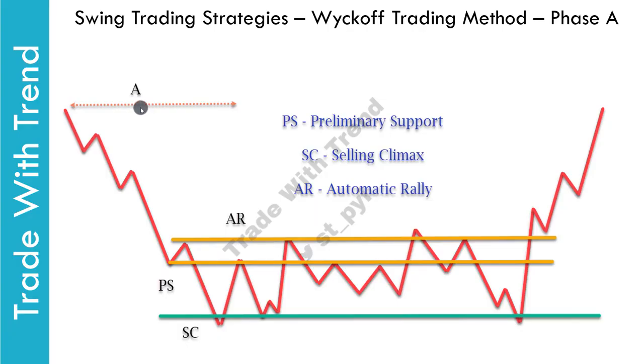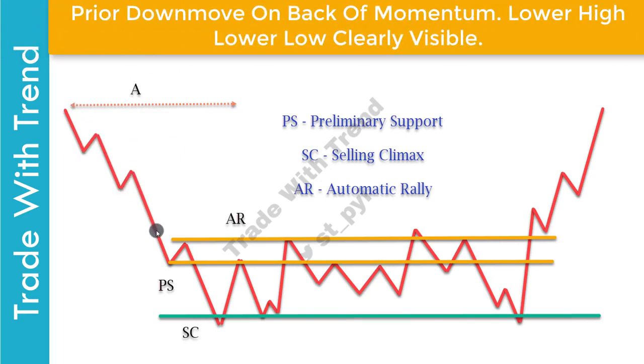So the first phase that we will begin with is phase A. The main characteristics of phase A are as follows. A prior down move exists in the market. This is on the back of strong momentum. The structure of lower high and lower low is clearly visible without any regions of consolidation.